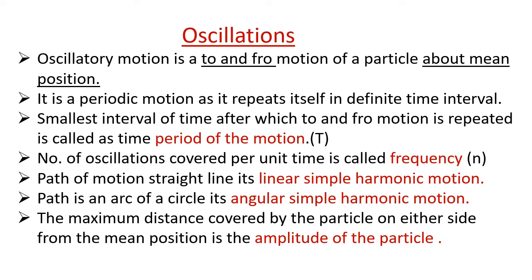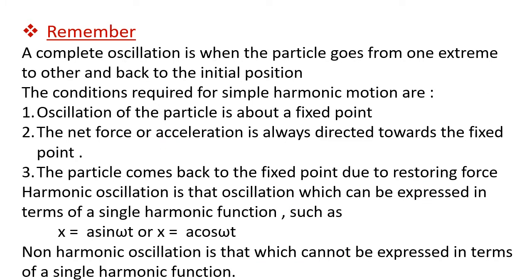Now when we talk about the amplitude of the particle, amplitude is defined as the maximum distance covered by the particle on either side from the mean position. Now remember, amplitude is a vector quantity. Now as I said, we need to remember a few points when we are discussing oscillatory motion. The points are as follows.